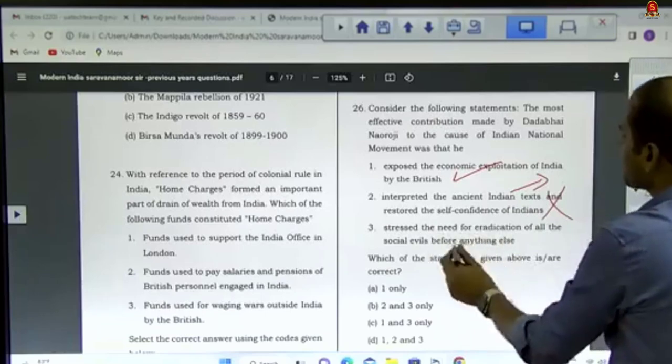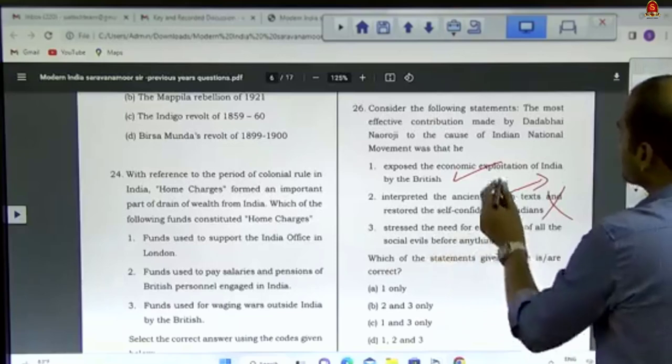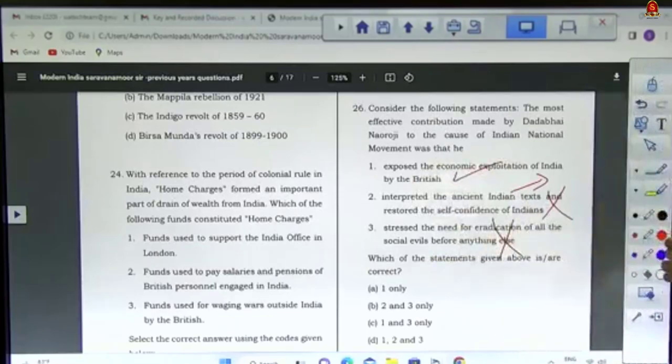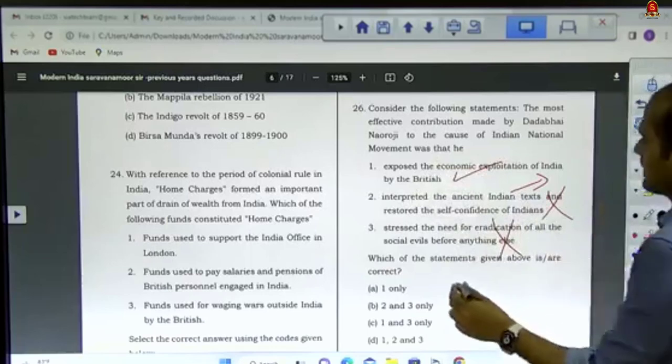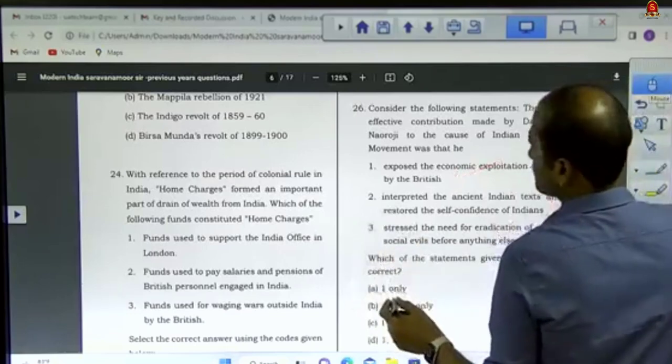Stressed the need for eradication of all social evils before anything. He did, but this was not it. He did it for the welfare of the Zoroastrian people, but never insisted on this. That's why the answer is A, the 26th question.